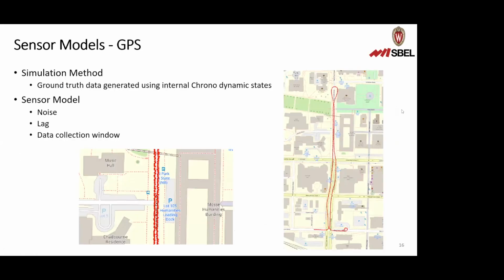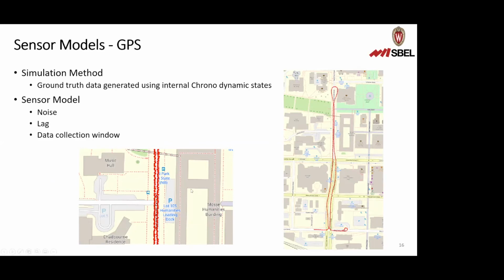Then moving to the GPS model. For this, we use the internal dynamic states of Chrono and the objects that the sensors are attached to figure out what the ground truth position of the sensor is. Then we can apply noise, lag, and we can actually filter the data to reduce some of the noise that can be in a simulation environment when you are using numerical integration methods.